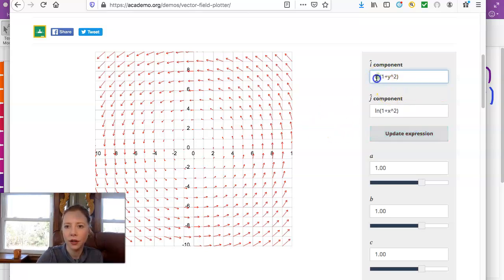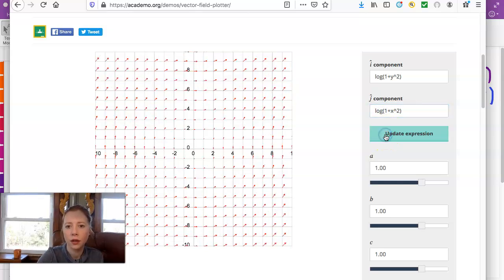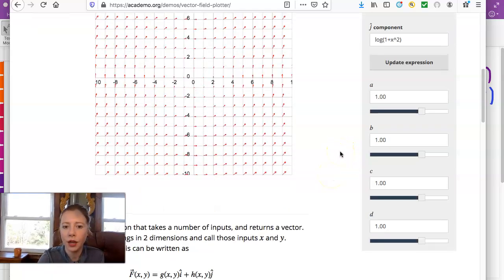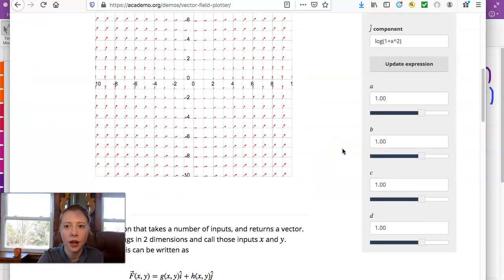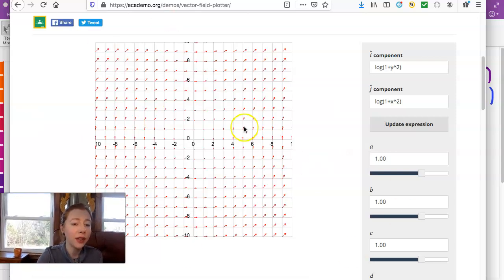This isn't working. Log. There we go. Okay. And so now you can see what this one looks like, and definitely play with this. In 1 second, I got it. I'll review the last one too. So definitely play with this and use it as a tool while you're doing your homework. So try plotting by hand and also verify in Academo.